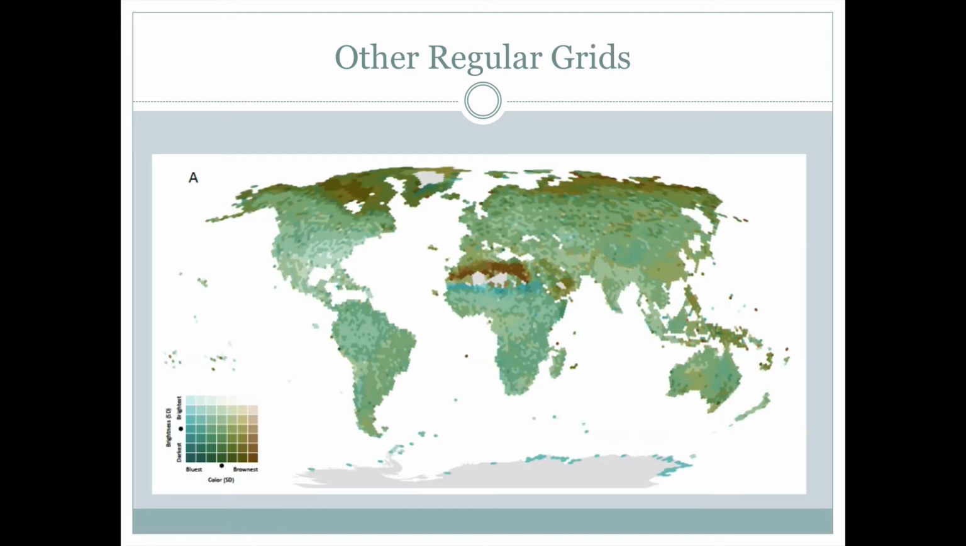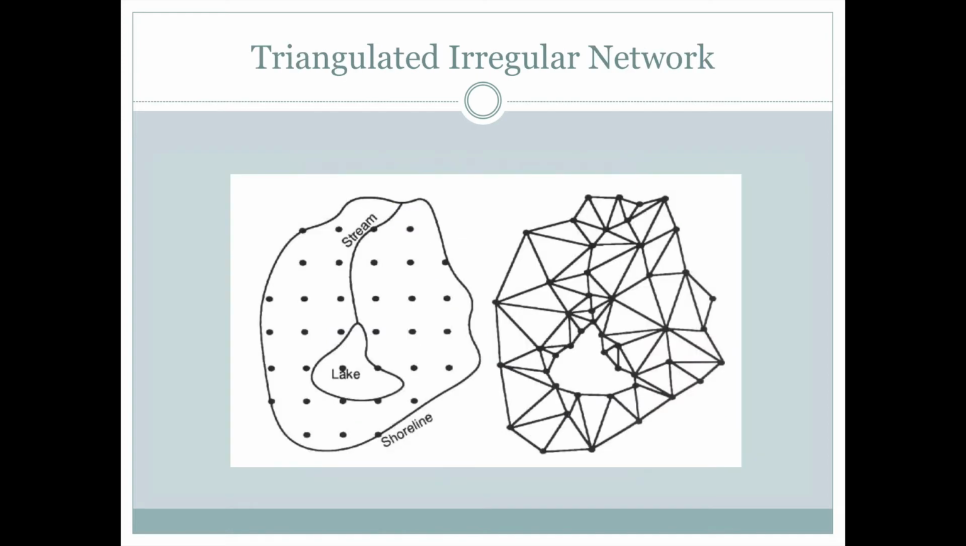This is an example using a regular hexagonal grid, where this is mapping the color of bird eggs throughout the world. And we can see some interesting patterns there, but we can also see that it was easy to do analysis with this because all of the hexagonal grid cells in this example were equally spaced from their neighboring grid cells. So there are other regular grids out there, some triangular grids, some hexagonal, anything that fits well together like that. But there are also irregular grids in GIS.